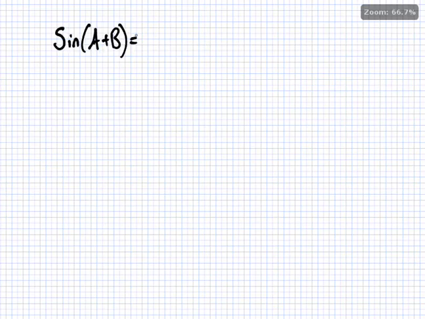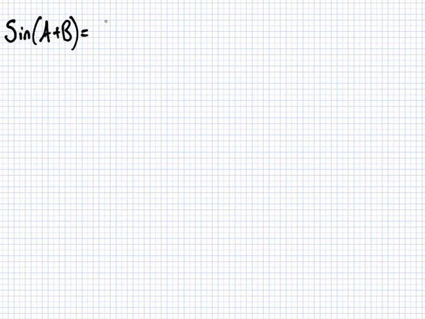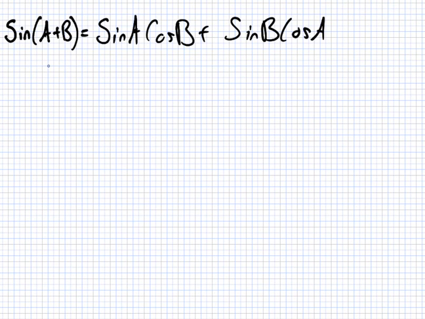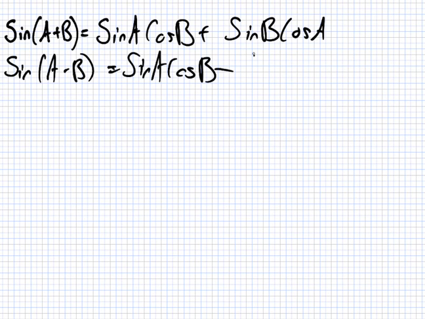Have you added those two together? Sine A cos B plus sine B cos A. And then the other one is sine A minus B, which is sine A cos B minus sine B cos A.